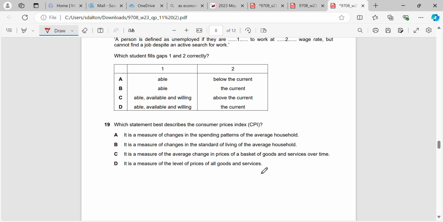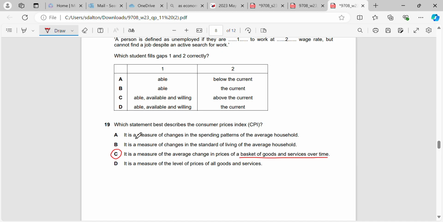Okay, question 19. Won't spend too long on this one. Which statement best describes the consumer price index? It is a measure of the average change in prices of a basket of goods and services over time. Okay, simple. Just learn the definition of CPI.